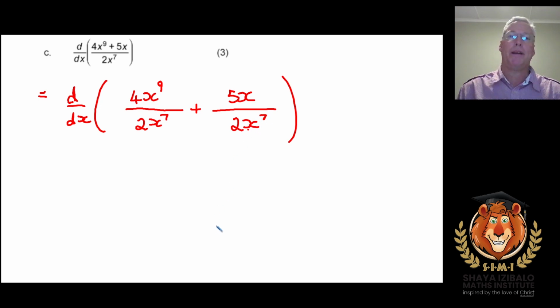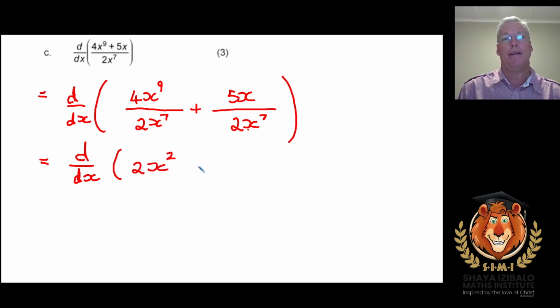Okay, and what we can see is that if we were adding these two fractions, we'd be able to put them together. In other words, we'd be able to go from the second row to the first row. We can just as easily go from the first row to the second row. Right, and now I'm still going to leave it as d by dx because I haven't differentiated it yet. This one becomes just 2x squared, which is kind of nice and flat. This other one becomes 5 over 2, and I'm going to separate that coefficient out.